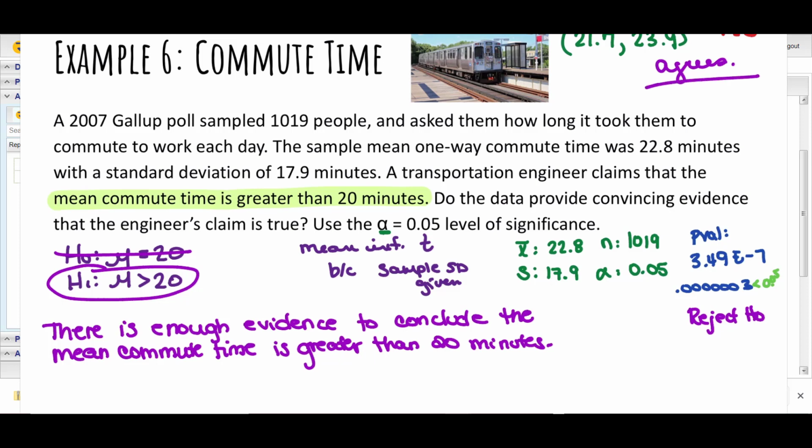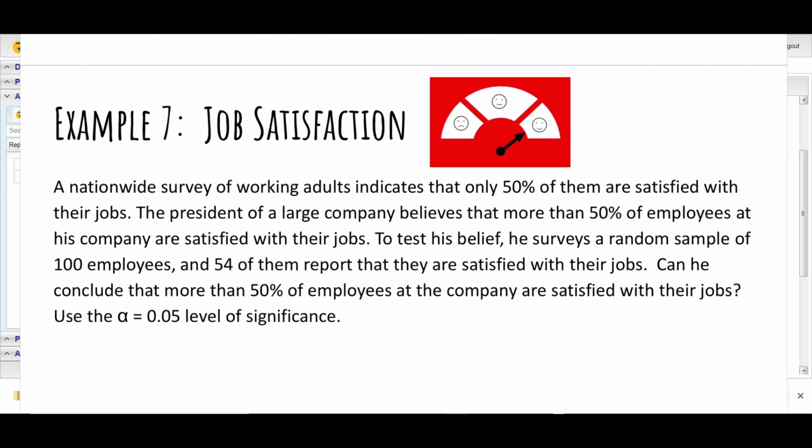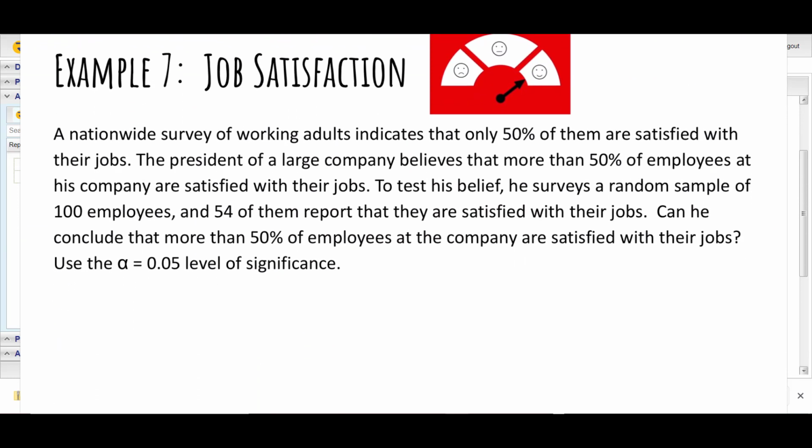All right, so we've done examples 1 through 6. I'll do a few more. Let's do example 7. A nationwide survey of working adults indicates that only 50% of them are satisfied with their jobs. The president of a large company believes that more than 50% of employees at his company are satisfied with their jobs. To test his belief, he surveys a random sample of 100 employees, and 54 of them report that they are satisfied with their jobs. Can he conclude that more than 50% of employees at the company are satisfied with their jobs?